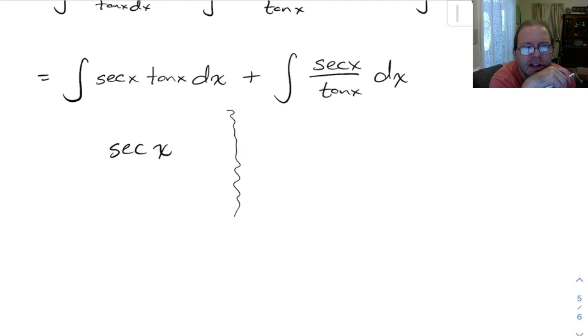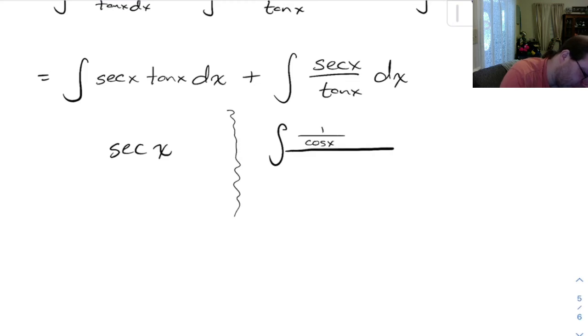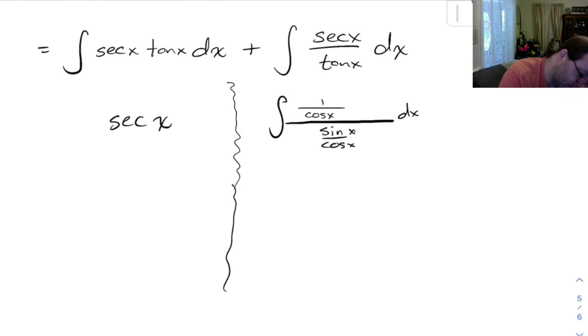Secant over tan. There's not a quick substitution or anything we can do, but what we could do is rewrite this in terms of sines and cosines. Remember, secant is 1 over cosine, and tan is sine over cosine. So we could rewrite that as 1 over cosine times the reciprocal, cosine over sine. So we can rewrite this as 1 over sine, or that's also cosecant.